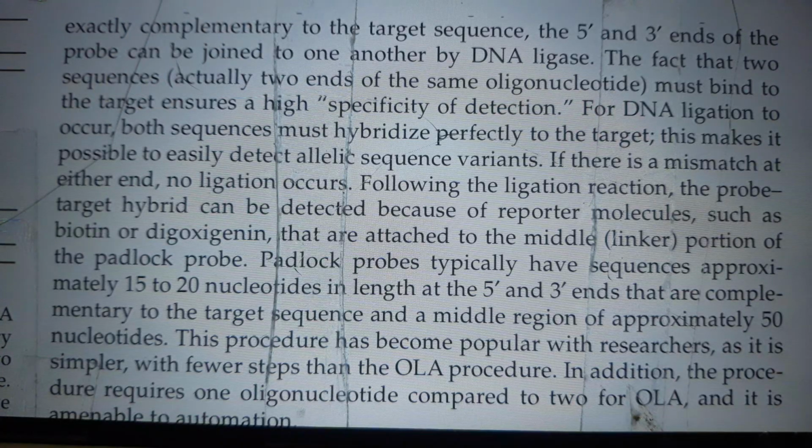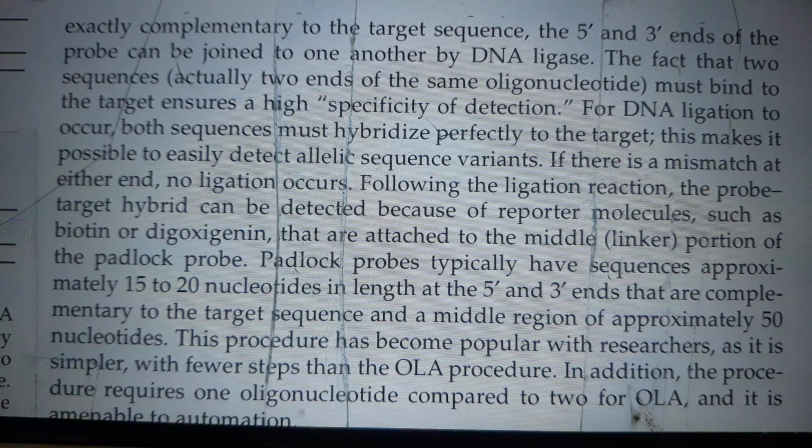The fact that two sequences, actually two ends of the same oligonucleotide, must bind to the target ensures a high specificity of detection for DNA ligation to occur. Both sequences must hybridize perfectly to the target. This makes it possible to easily detect allelic sequence variants. If there is a mismatch at either end, no ligation occurs.